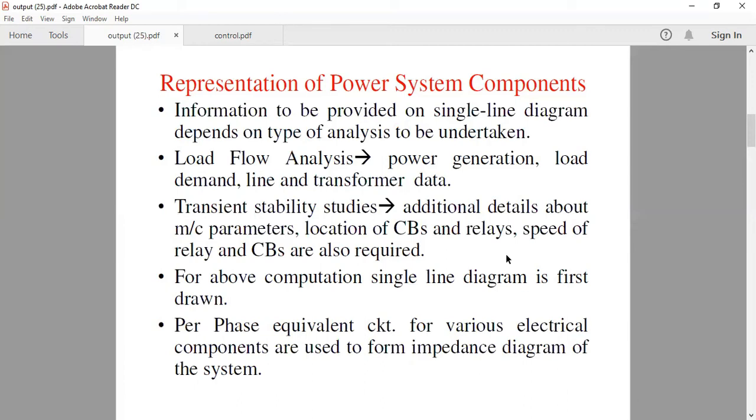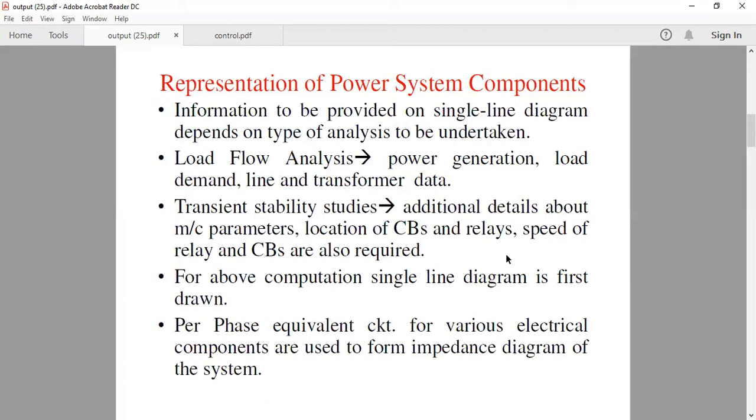So if it is used for transient stability studies, the machine parameter ratings and additional details are given in the diagram, as well as the location of circuit breakers and relays indicated in the single line diagram. For the above computation, the single line diagram is first drawn. The per phase equivalent circuits for various electrical components are used to form the impedance diagram of the system.